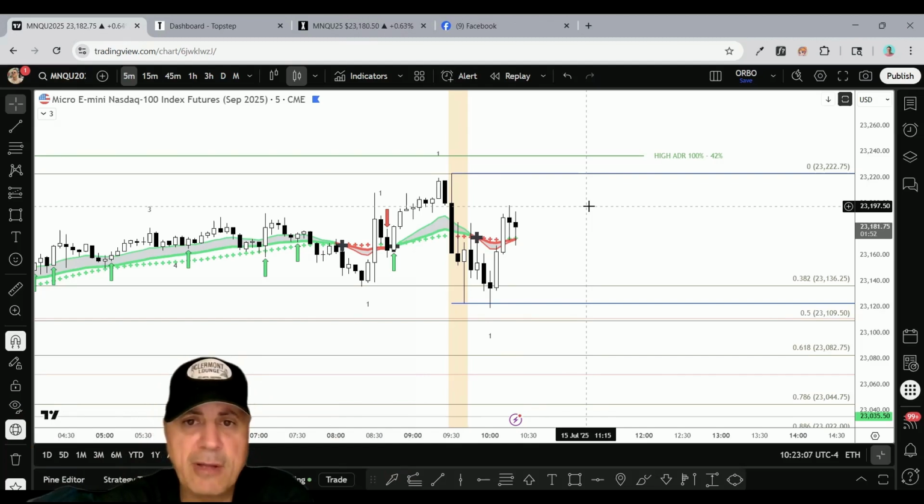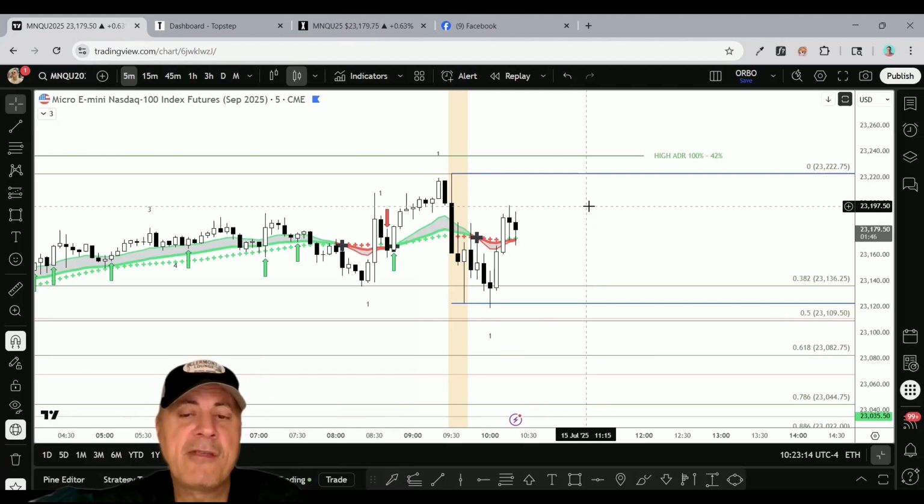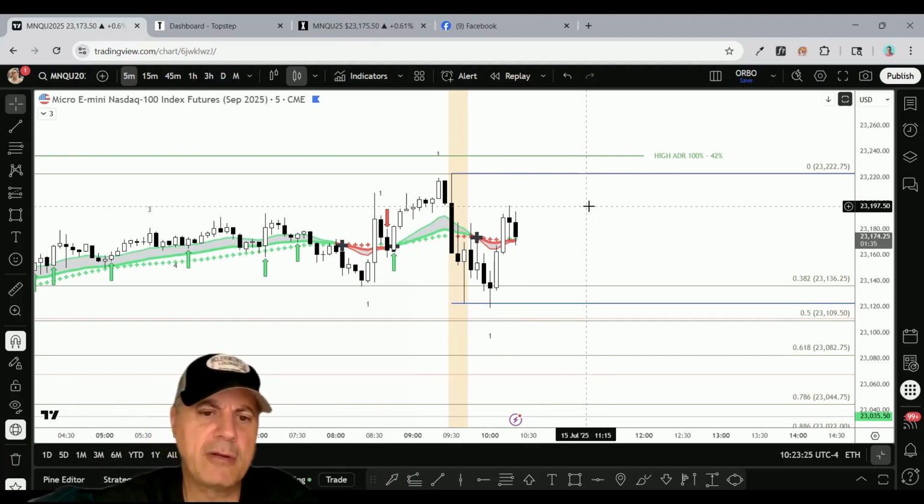I think it's a great strategy. There's a lot of people on Topstep that are using the NASDAQ and the opening range breakout on the NASDAQ. I don't know what their method is, but the NASDAQ just trends so nicely, and it gave us the best readings in the strategy on TradingView.